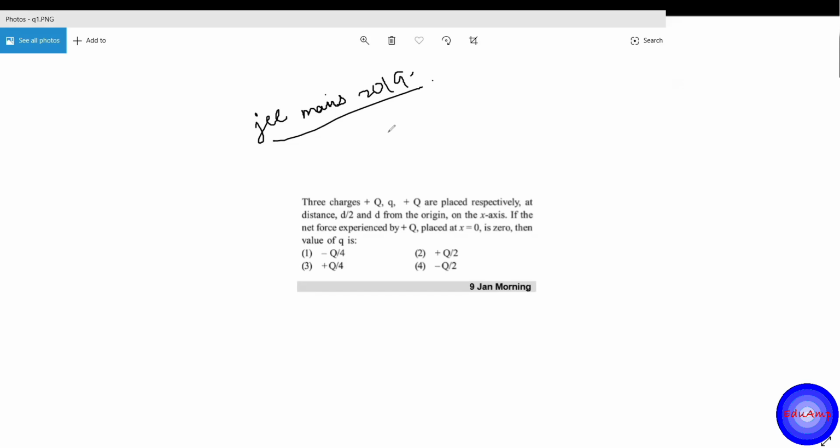Based on what we saw now, you just have to solve this question. Whoever gets the answer, please message me. Which option do you think is correct? 1, 2, 3, 4. Whoever gets the answer, please message me the answer. Okay, fine. Okay, Anisha. Very good.